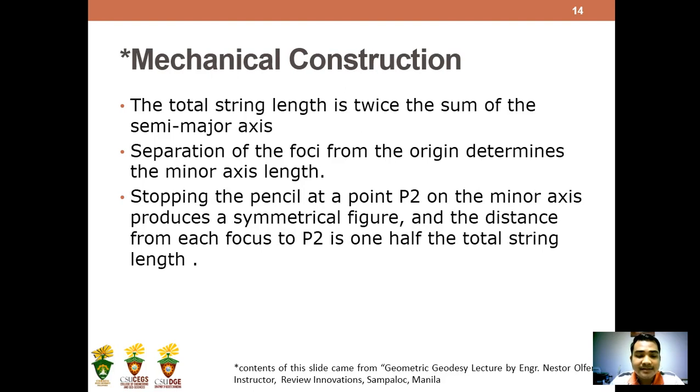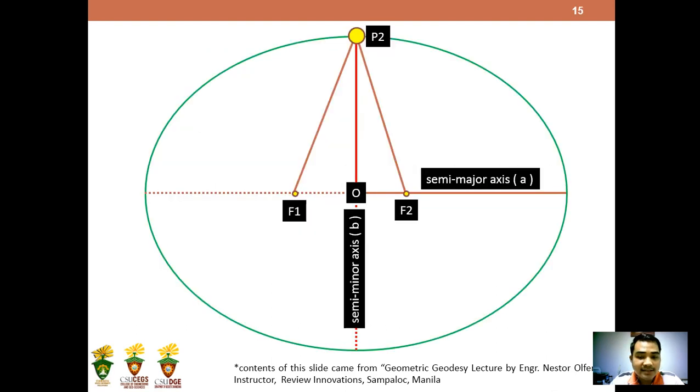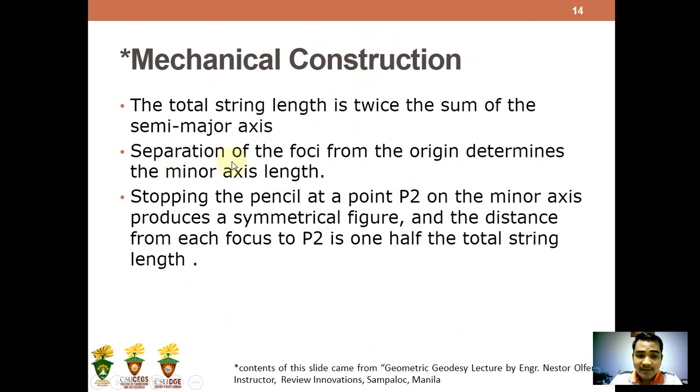Then, stopping the pencil at point P2 when the minor axis produces the symmetrical figure. And the distance from each focus to P2 is 1/2 of the total string length. So I will discuss them one by one. What it means is that the total distance of the string is equal to the major axis, which is 2a. And the separation of the foci from the origin determines the minor axis length.